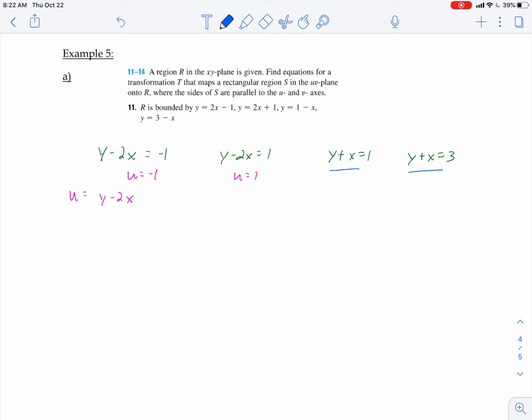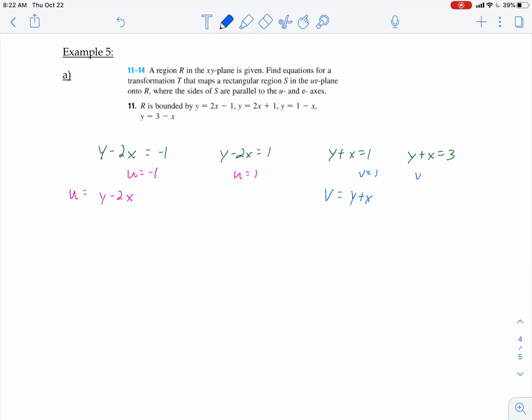And then to take care of the other boundaries, y plus x, let's go ahead and make v equal to y plus x. If we do that, then v is equal to 1 and v is equal to 3. And now we can help define our region.